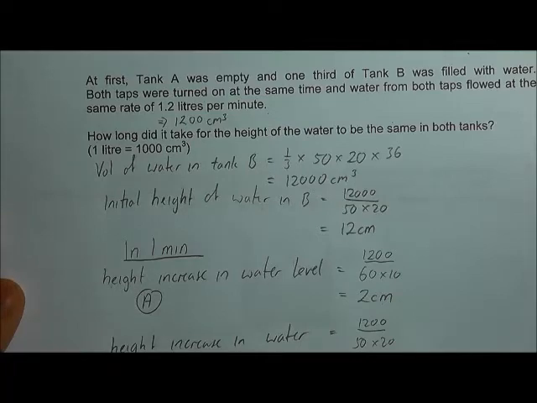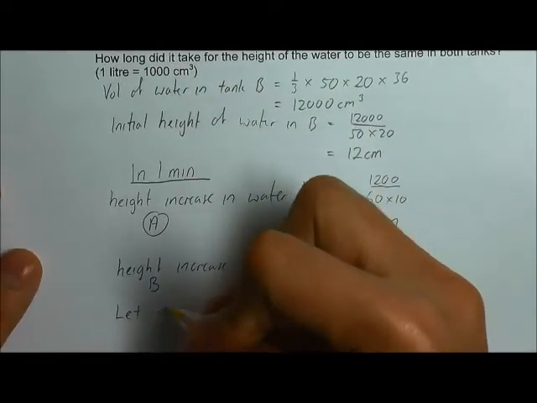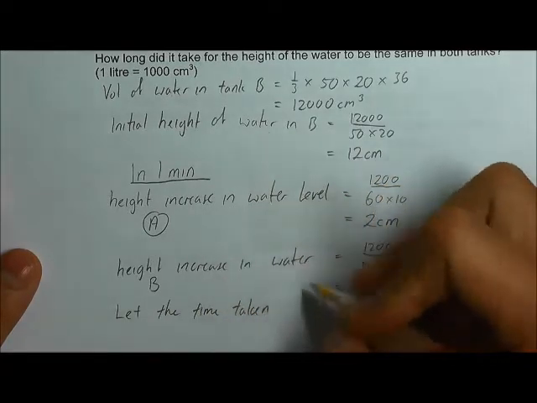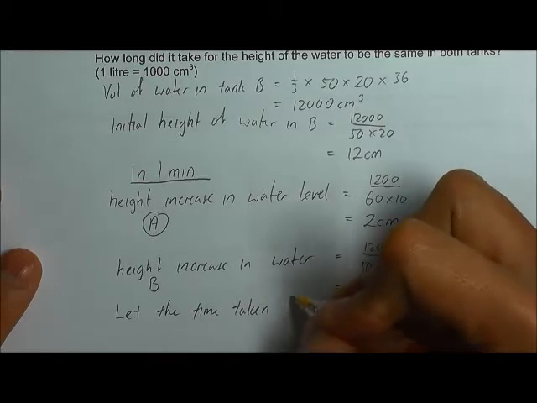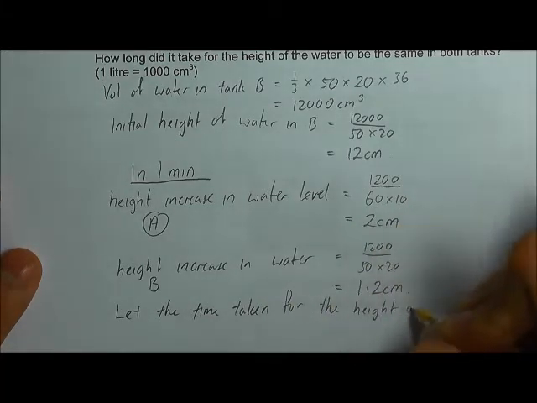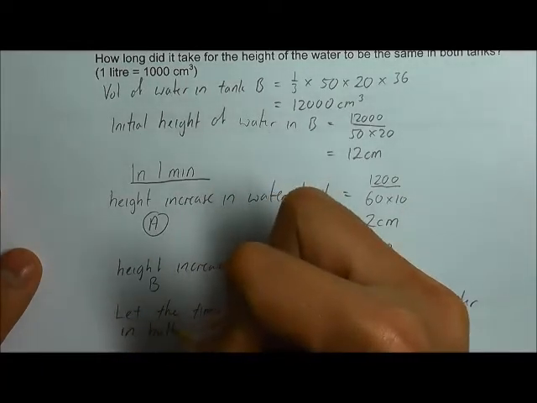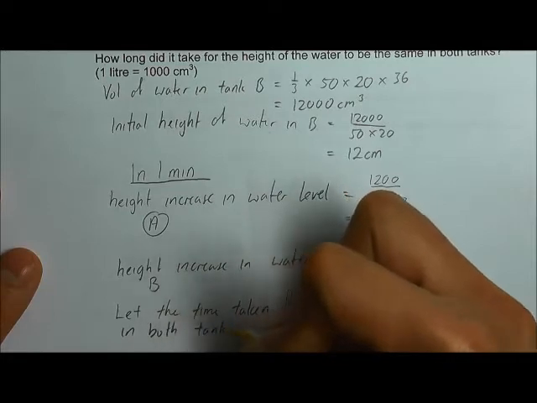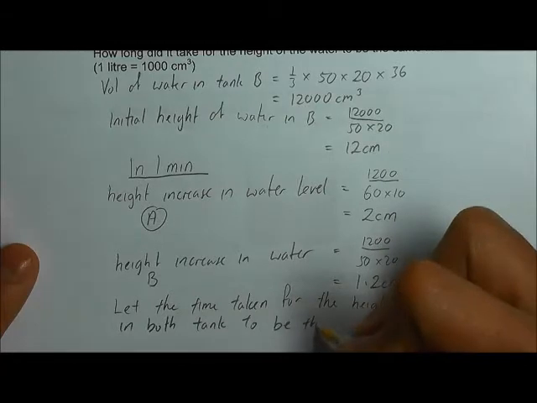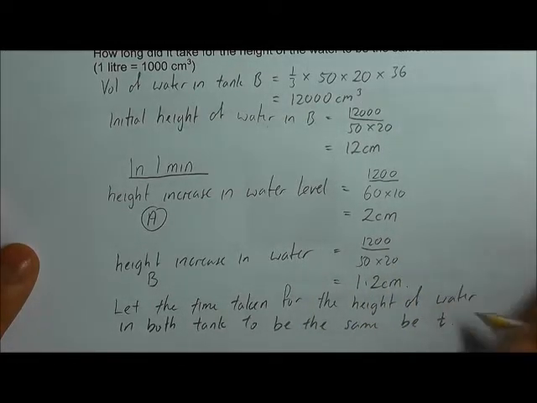Okay, we can introduce a variable. We let the time taken for the height of water in both tanks to be the same be t.